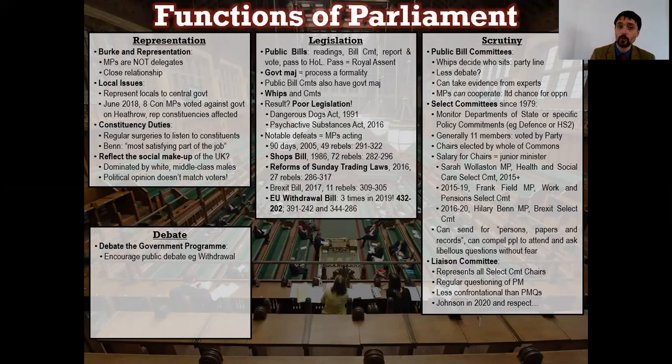The next point that Parliament can provide is debate. And this is to debate the government programme. Now, debate doesn't mean throwing up arguments for the sake of throwing up arguments. It doesn't mean voting against something if you're not the government and voting for something if you are the government. It means to encourage public debate. It's to educate and to talk out what's going on.